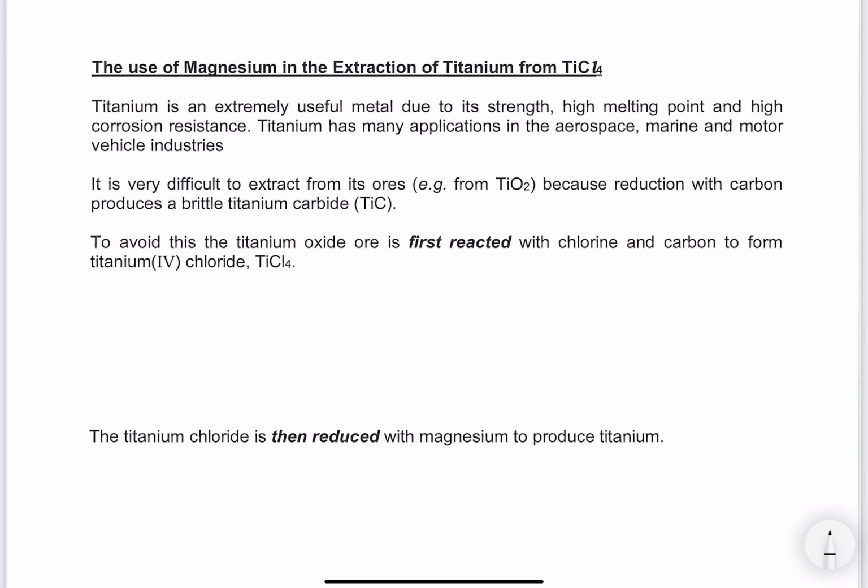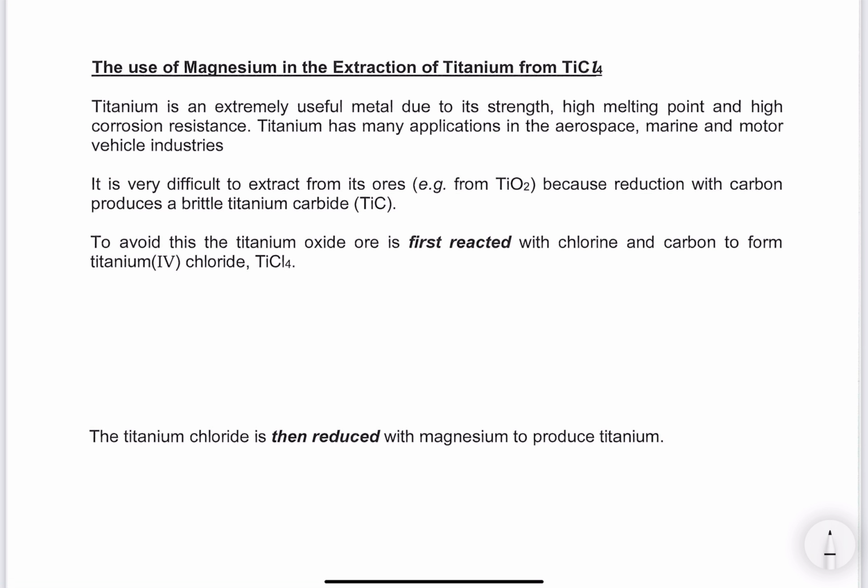from its ore, the titanium oxide, because reduction with carbon, the same way that you would extract iron from iron ore in the blast furnace, if you try to use carbon, you get titanium carbide, which isn't what we want. We want the titanium, and this is brittle, and this is not useful.